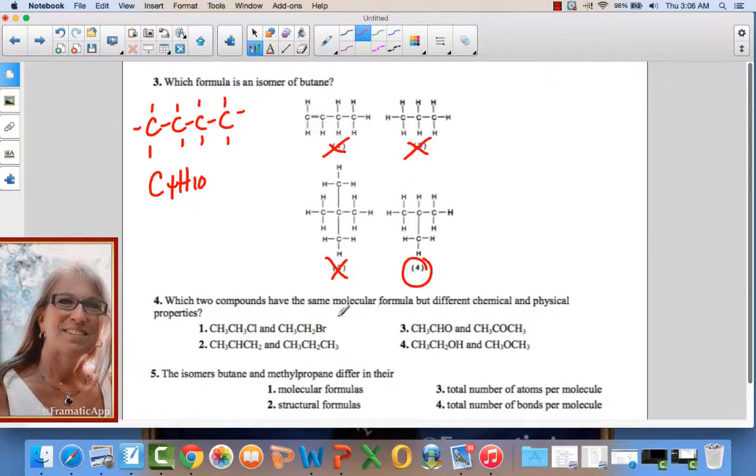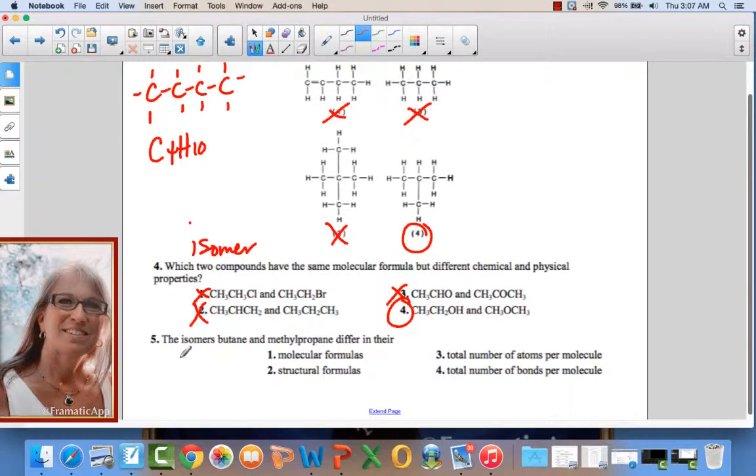Which two compounds have the same molecular formula but different chemical and physical properties? So they're talking about an isomer here. Again, Cl and Br, that's definitely not it. 3 C's, 6 H's; 3 C's, 8 H's. 2 C's, 4 H's and an O. 3 C's, nope. 2 C's, 6 H's and an O. 2 C's, 6 H's and an O.